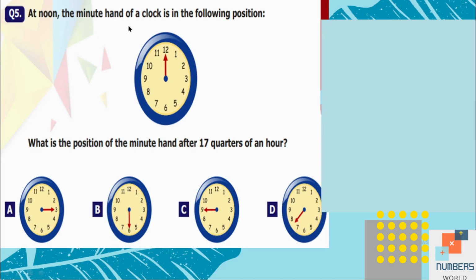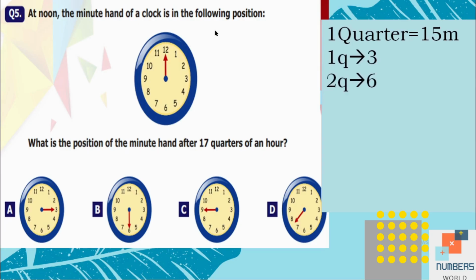Question number 5. At noon, the minute hand of a clock is in the following position. What is the position of the minute hand after 17 quarters of an hour? Right now it's on 12 and we know 1 quarter is equal to 15 minutes. So when we take a jump of 1 quarter, the hand will be on 3. If we take a jump of 2 quarters, the hand will be on 6. Similarly for 3, it will be on 9. And if we take a jump of 4 quarters, the hand will be back on 12.